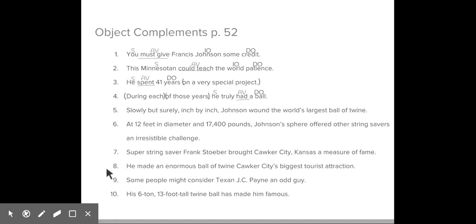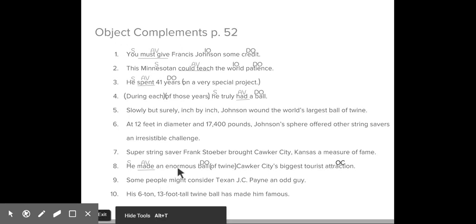Number 8 says, he made an enormous ball of twine, Cawker City's biggest tourist attraction. We have one little prep phrase. See if you can find it. Did you find it? Oh, great. Our verb is made. Is my prep phrase going to come up? The prep phrase is of twine. All my animations are out of order, but whatever, just stick with me. Made is my verb. He is my subject. He made. What did he make? He made a ball.